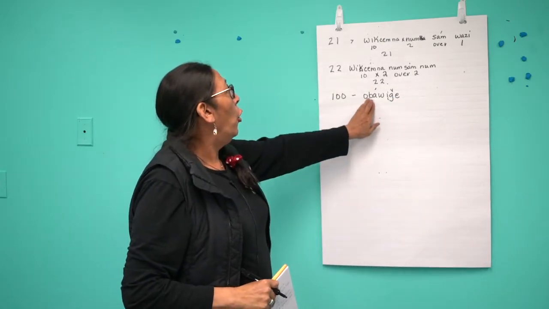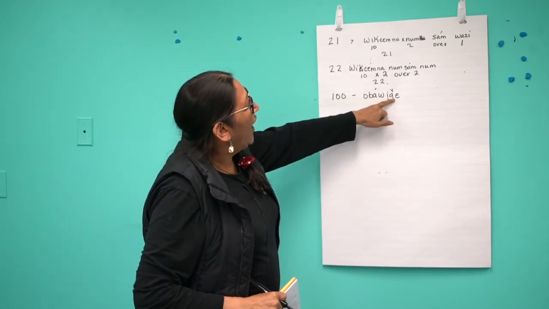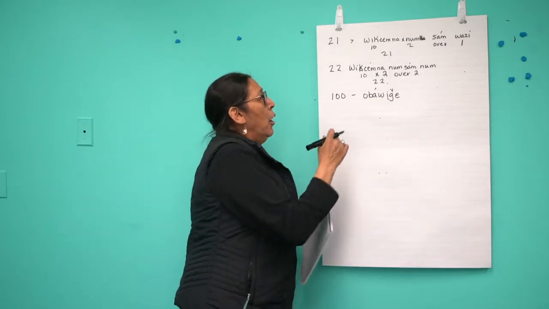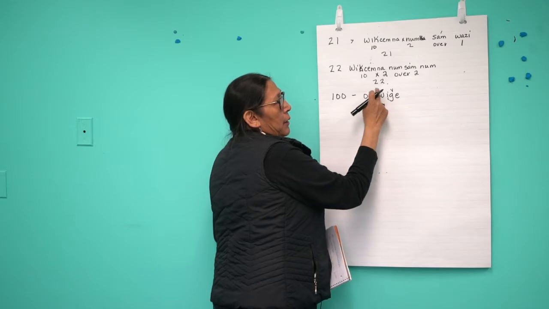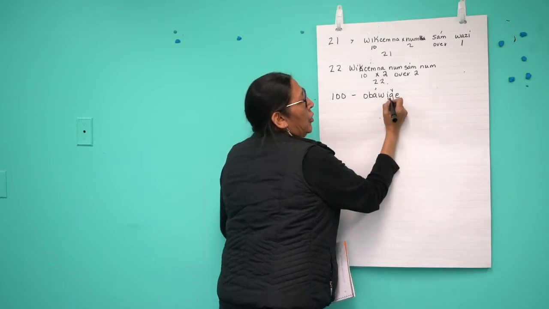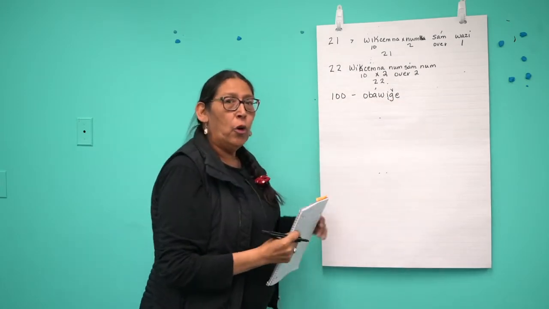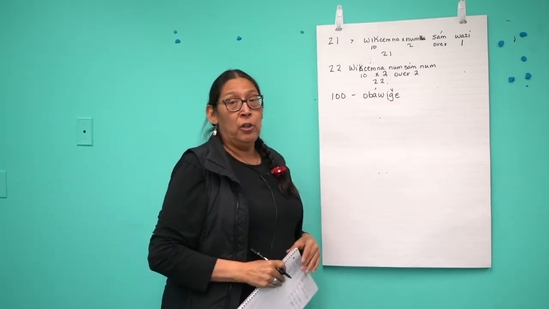Oba winga. See? Oba, and accenting this, your I is nasalized. Obawinga. Now you say it quickly. Obawinga.